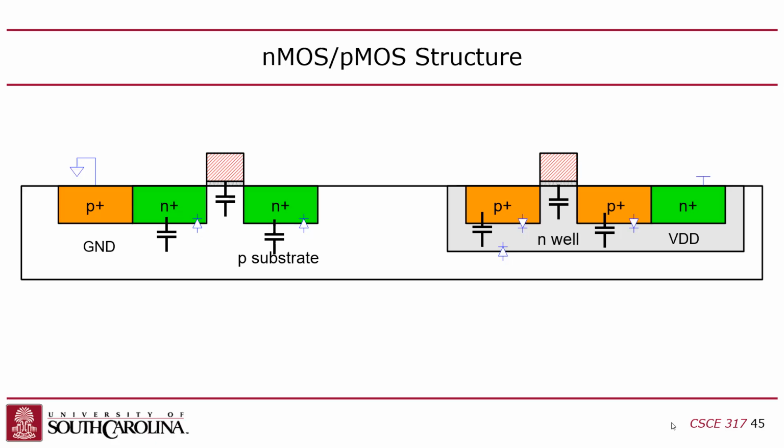Your substrate is still grounded. So now there's a reverse biased diode between the substrate and the well and the diffusion areas, right? But here's the problem. Reverse bias diodes are also capacitors. Because remember that a capacitor is anytime you have two conductors separated by a dielectric.